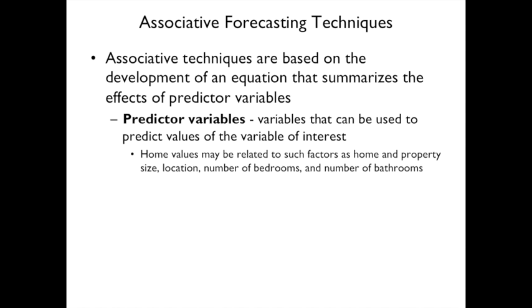There are some associative forecasting techniques. This is where you look at other predictor variables. Here's an example: home values, like Zillow, which predicts your home value. It takes into account several things. Where is your property located? What is the property size? How many bedrooms do you have? How many bathrooms? All of those are put into a model, and from there, you know how much other houses in the area are selling for, and that predicts the value of your house.